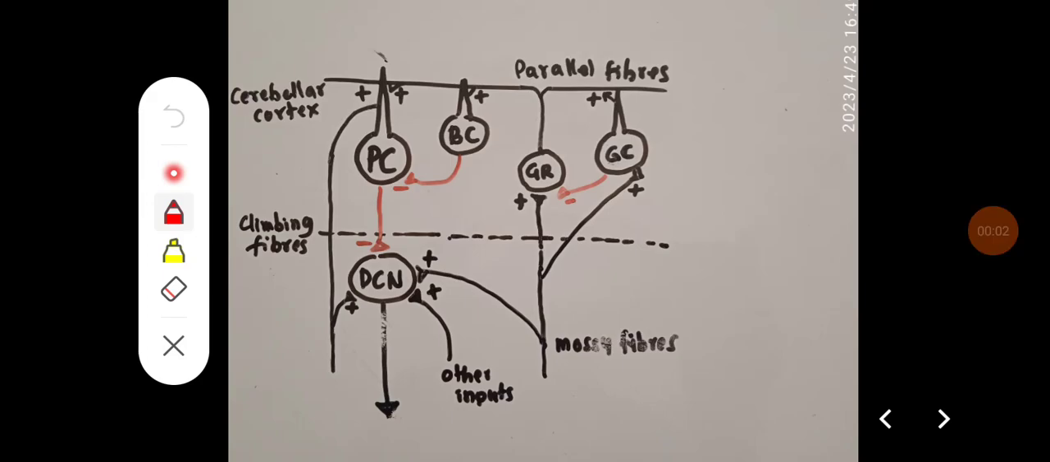Hello everyone. With this diagram, we'll try to understand the internal circuitry of the cerebellum. The cerebellar cortex receives afferents mainly from the mossy fibers and climbing fibers. When mossy fibers are stimulated, they are excitatory to the deep cerebellar nucleus, granular cells and Golgi cells. And through the parallel fibers, granular cells also excite basket cells, stellate cells and Purkinje fibers.